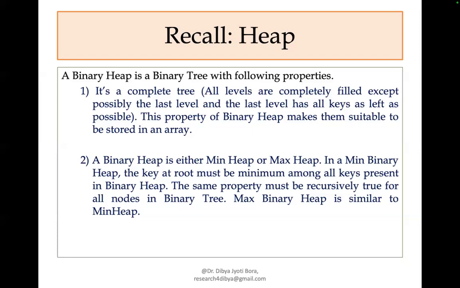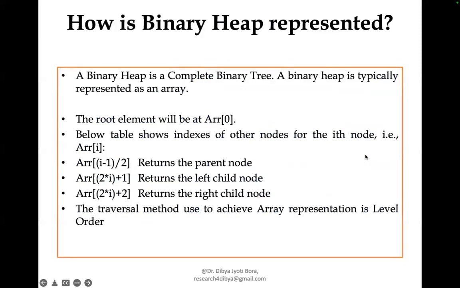तो बाइनरी हीप मीन हीप भी हो सकता है, मैक्स हीप भी हो सकता है। In a min binary heap, the key at the root must be minimum among all keys present. मतलब मीन हीप में जो रूट में रहेगा वो सबसे कम होगा, और मैक्स हीप में अपोजिट होगा। रूट में जो होगा वो मैक्सिमम रहेगा। ठीक है। How is a binary heap represented?